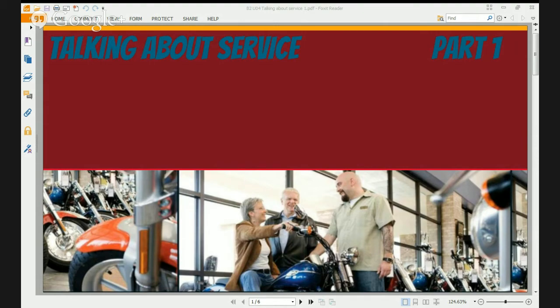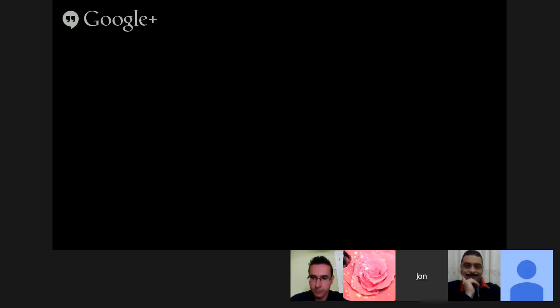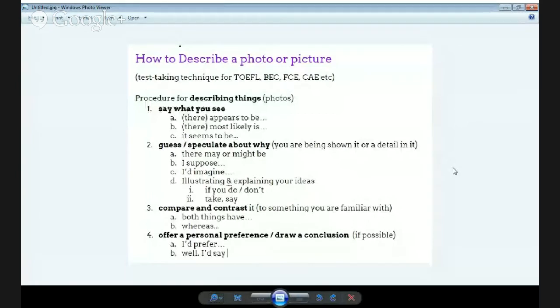So now for you, you can go to page 12, or look at the screen for a second, and I'm going to put that back on screen. Remember, step 2 now is to guess why you're seeing this picture. The topic is service. So you have to speculate about why we're looking at this picture in relation to service. What is it we should be thinking about? You can say there might be, I suppose, I'd imagine, or you could give an example or an illustration. Those notes are on page 12. Let's get the picture back on screen.